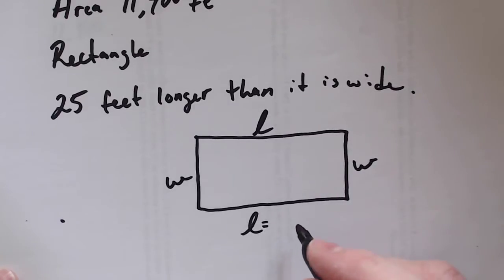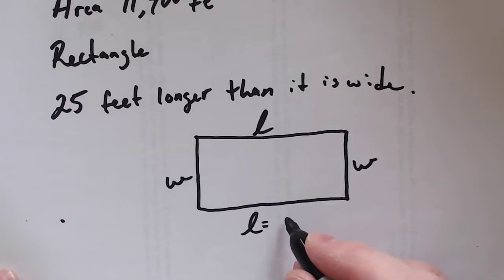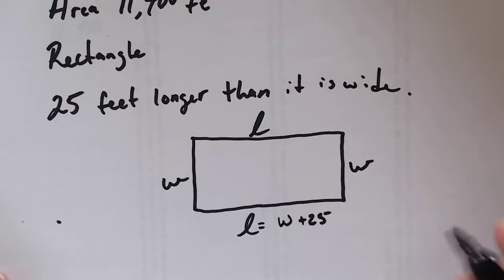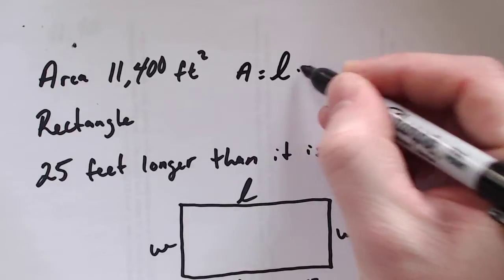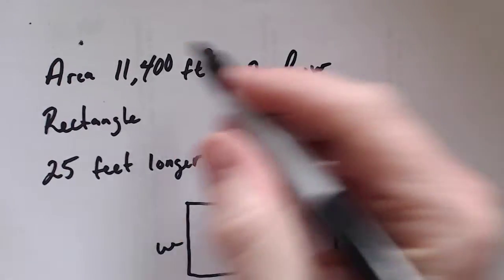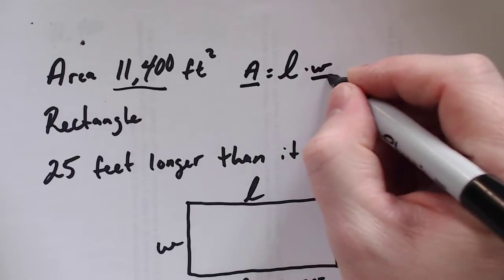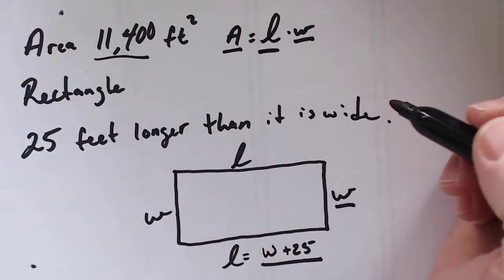So that length is the same as 25 plus W. It's 25 feet longer than the width, so it's the width plus 25. And since it tells you the area, well, the area of a rectangle is length times width. So I'm going to put the area here. Width, I'm just going to leave as a W. And the length, I'm going to leave as W plus 25.